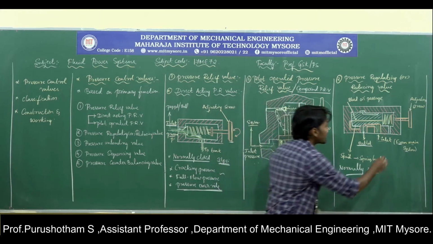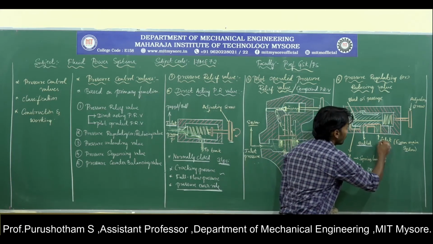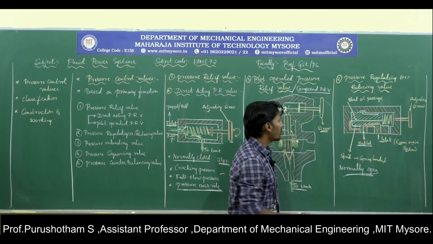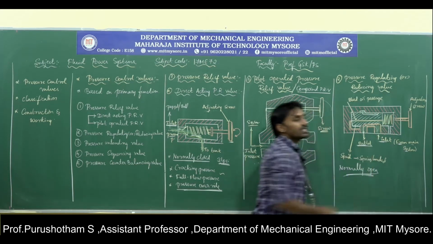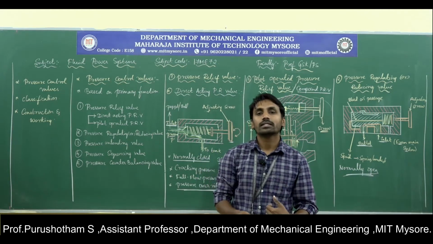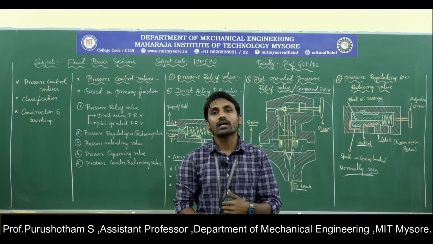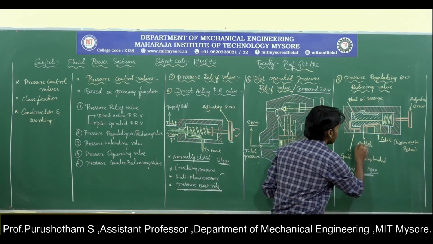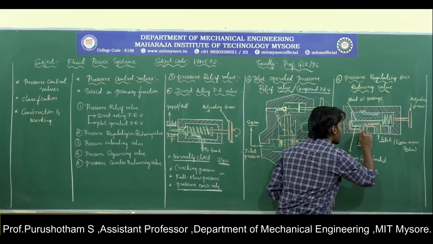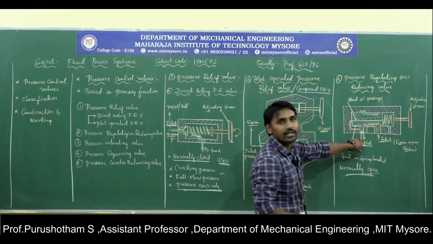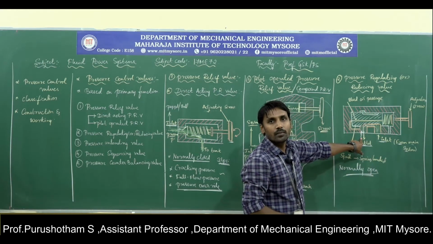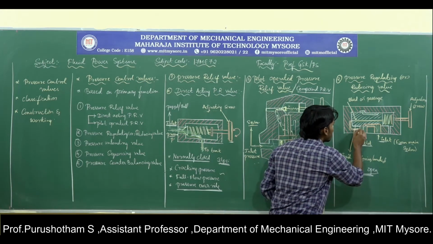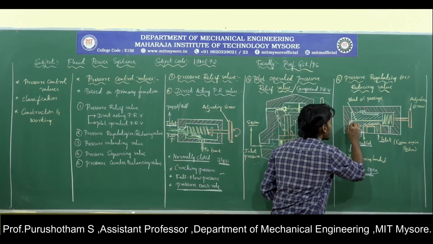When the system pressure exceeds the prescribed pressure, or there is some resistance in the outlet circuit, that will create a backup pressure. That means the pressure at the outlet increases, which in turn is transferred to this spool.